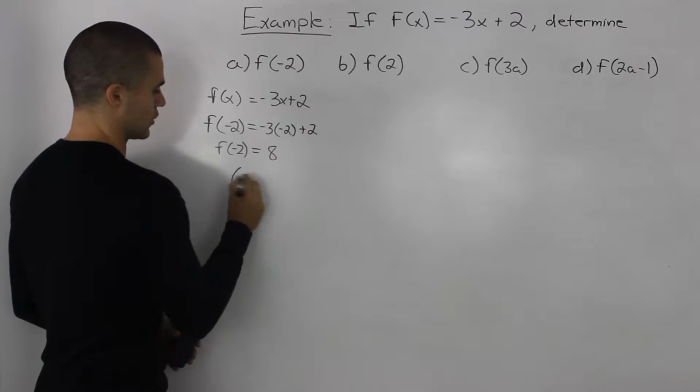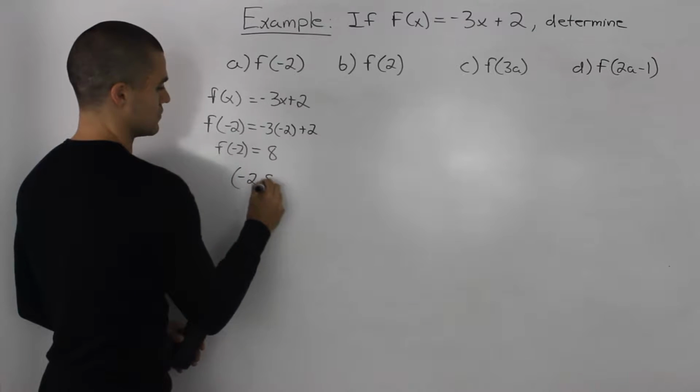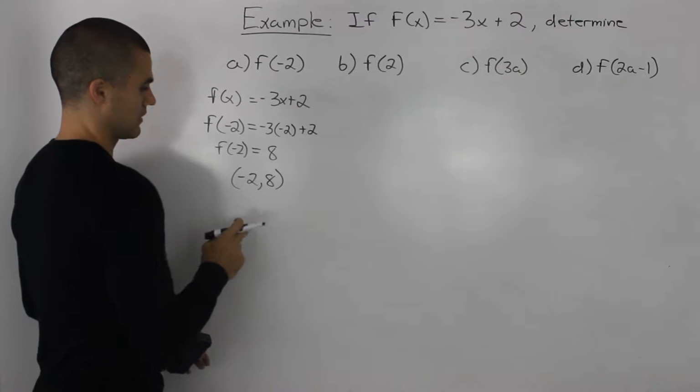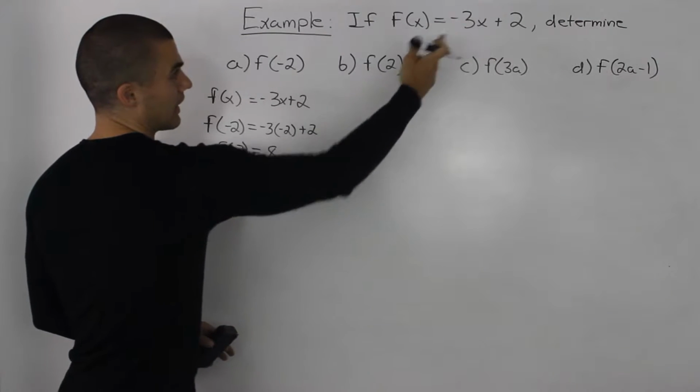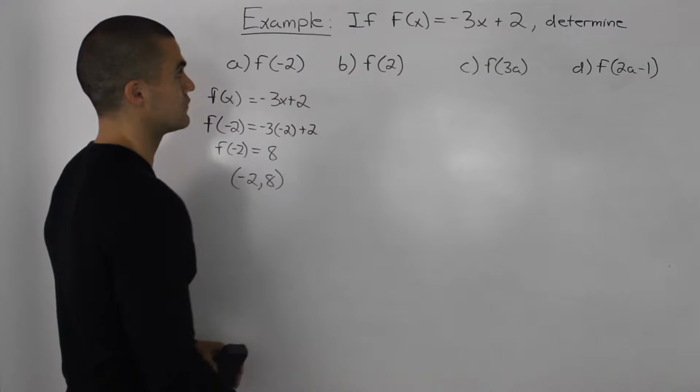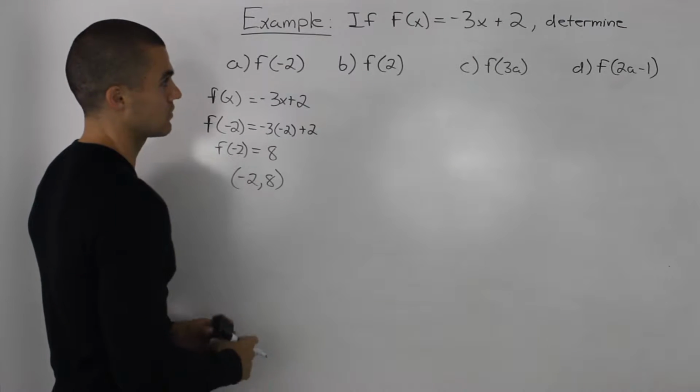If you want to put this in coordinate form, then negative 2 and 8. And all that means is that this point, negative 2 and 8, lies on this line. This is a line here, if you didn't notice. f of x is equal to negative 3x plus 2.